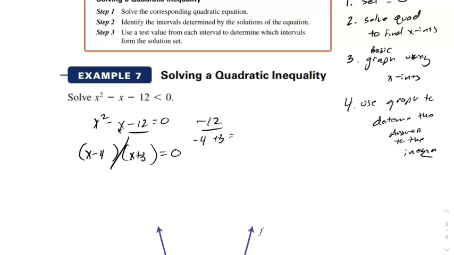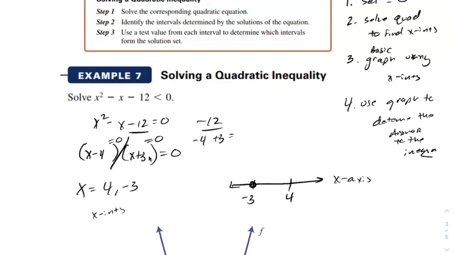Now we could split it and set each one equal to 0. And we would get x equals 4 and negative 3. So these are my x-intercepts, because those are my zeros, my solutions, and my x-intercepts. Now we're just going to graph this super basic. So all I'm going to do is draw an x-axis. Our x-intercepts are 4 and negative 3. Notice I'm not even drawing the in-between. All I care about is negative 3 and 4.